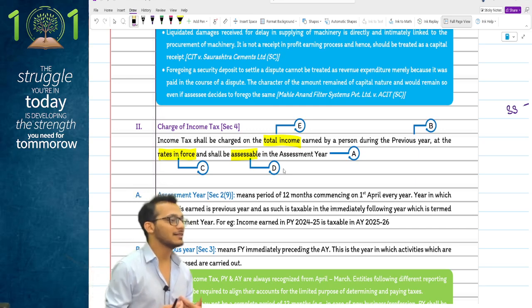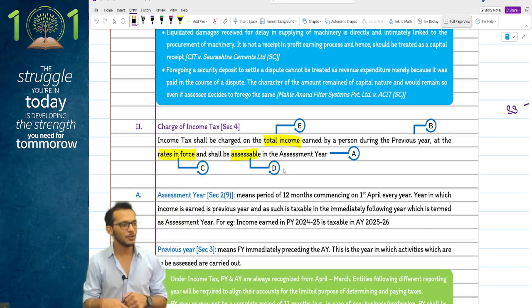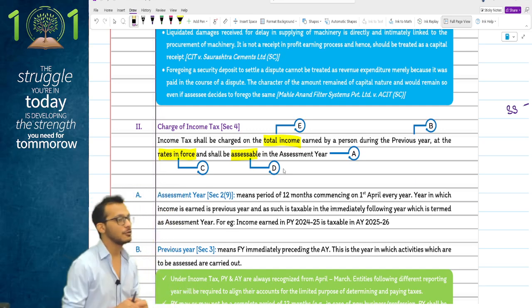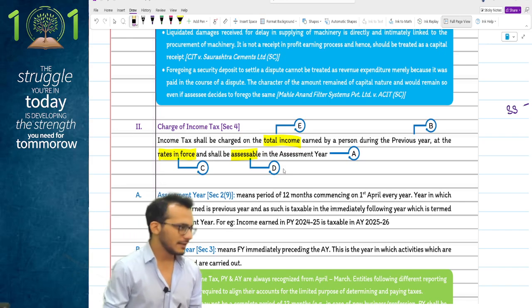Not possible. Can previous year be less than 12 months? How less can you be? Previous year can be as small as 1 day also. It cannot go more than 12 months.